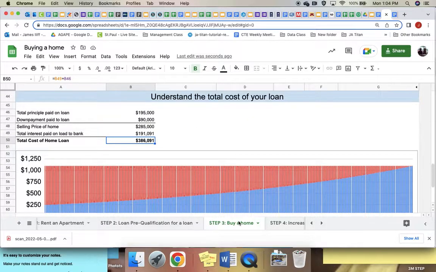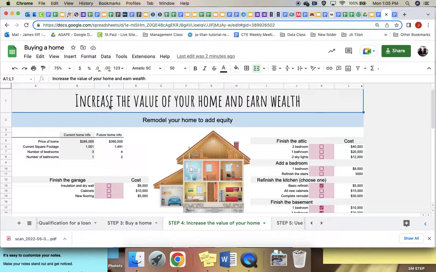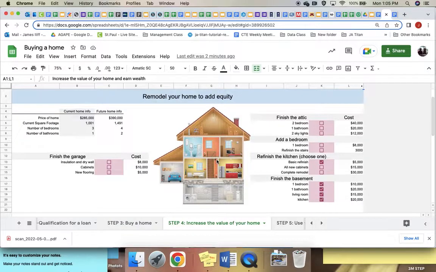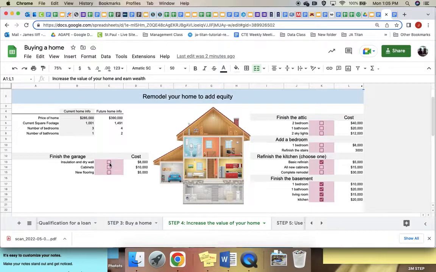All right, so hey, we just figured out buying a house. Well, this is where it gets really fun for students. Let me show you this. Now we're going to start talking about increasing the value of your home so they can build wealth. And we do that through remodeling. So they're going to come in and figure out how they want to remodel their home.